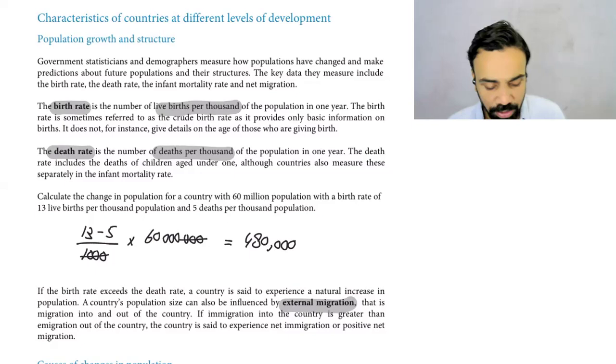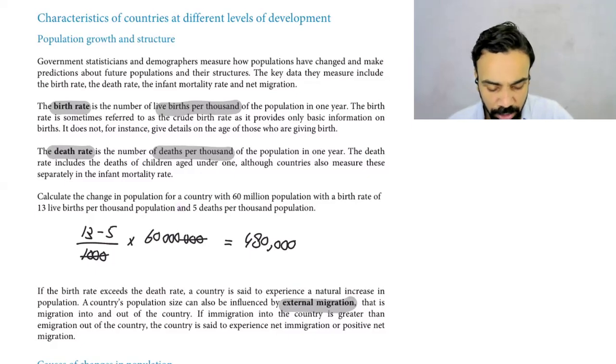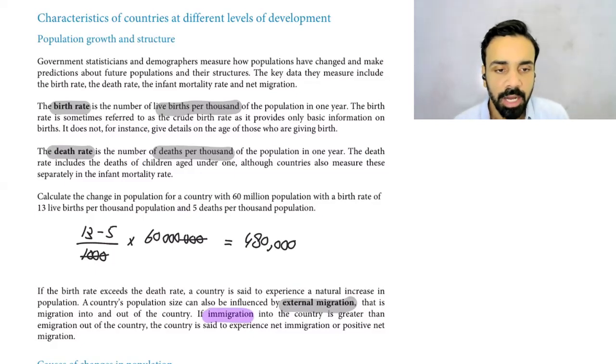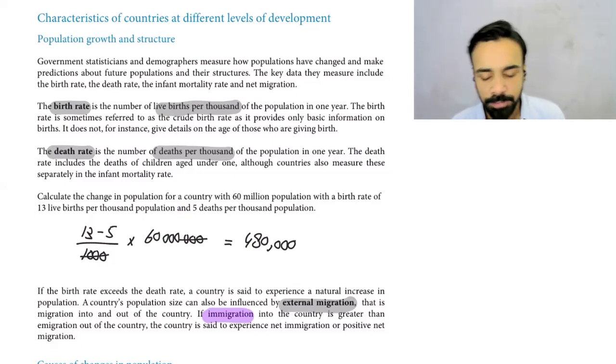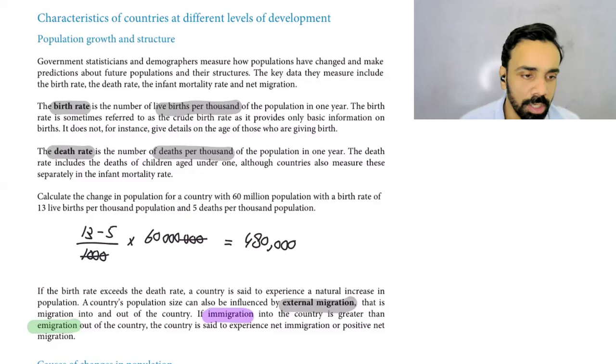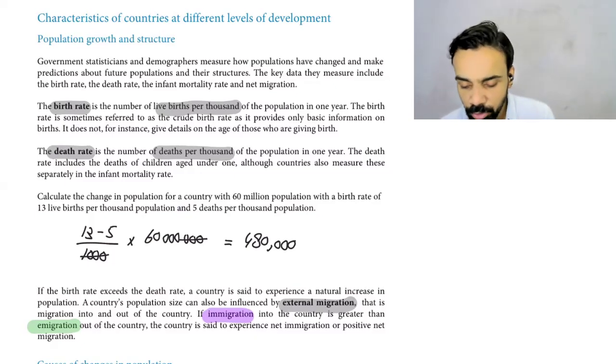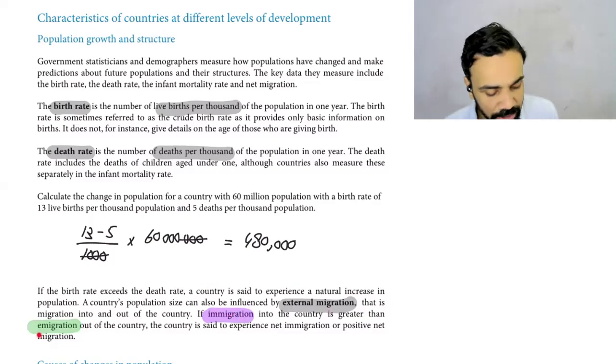Then you have external migration. In external migration, what you're looking at is people coming into the country, which I usually note as import, since the first two letters signify import. So people coming into the country is immigration. And E I'll take as export, people exiting the country, so emigration, out of the country. So you want to see what is happening. If people coming into the country are greater than people going out of the country, obviously you're going to have a positive impact on your population.